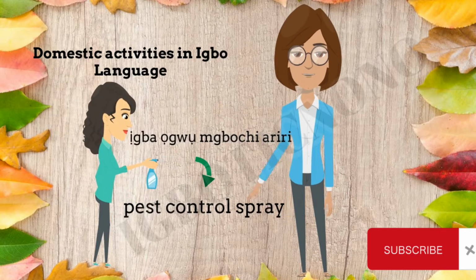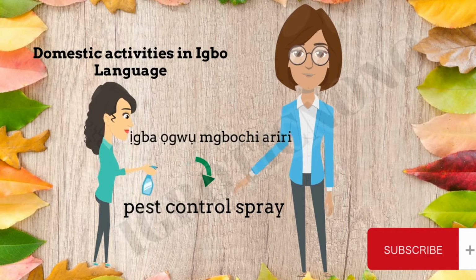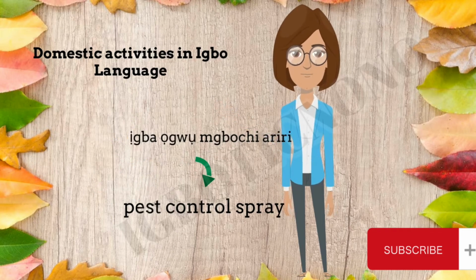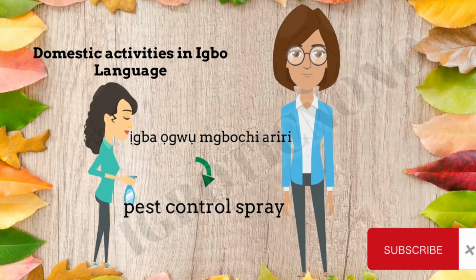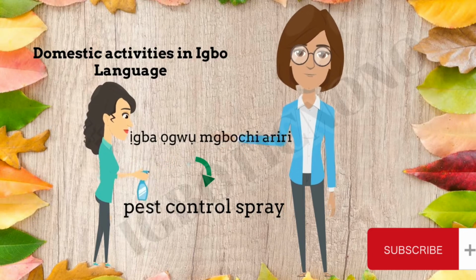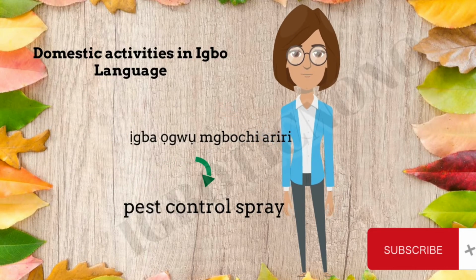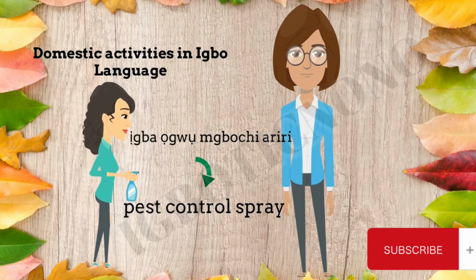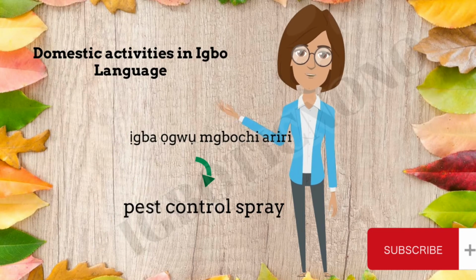Ịgba ọgwụ mgbochi arụrụ, pest control spray. You can see what the lady is doing is very self-explanatory. She is spraying insecticides to remove the pests in the house. So when you're doing this, what you're doing is ịgba ọgwụ mgbochi arụrụ n'ụlọ, pest control in the house.